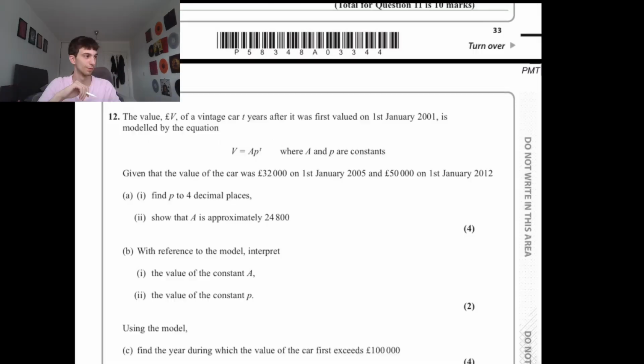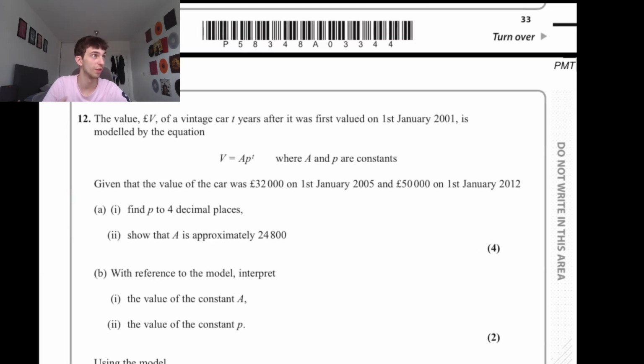That's it. Okay, question 12, a little bit more modelling. We're told the value, V pounds, of a vintage car T years after it was first valued on the 1st of January 2001, seems quite key information, is modelled by the equation V equals A times P to the power of T, where A and P are constants. Given the value of the car was 32,000 on the 1st of January 2005.